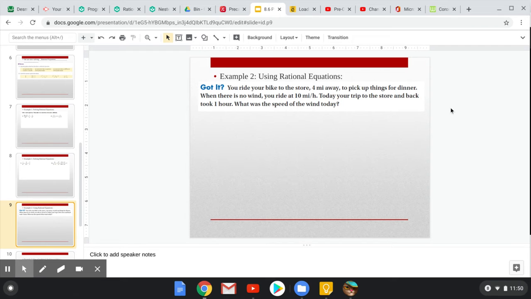Hey guys, this is 8.6, the word problem. So let's do it.